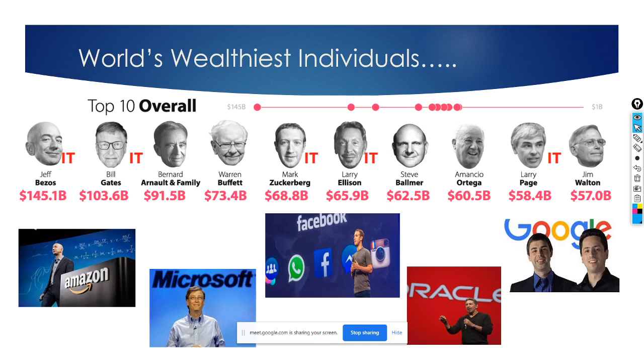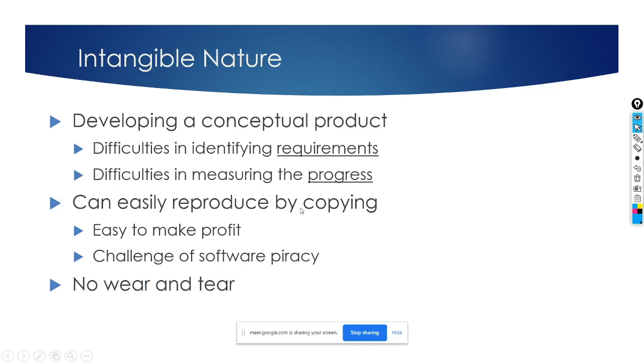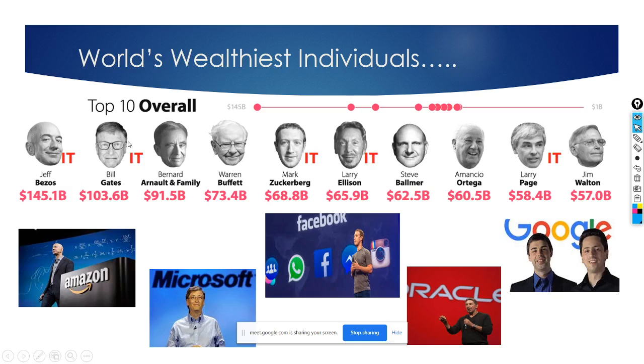As I told you, software can be easily reproduced by copying. I told you the bad thing, that some people might pirate you, but the good thing is, once you build your software, you can just take a copy of it and sell it to another person. That is how all these people have become billionaires. These are the top 10 wealthiest people in the world. Out of those 10, 5 are from the IT field. Out of those 5, 4 are really from the software development field. Only the first person is not from software development, but he is also from the IT field, the e-commerce field. Of course, he has to get some software developed to run his business.